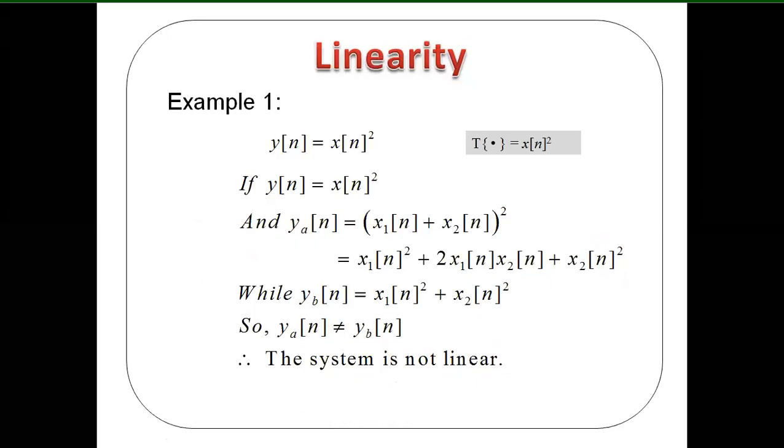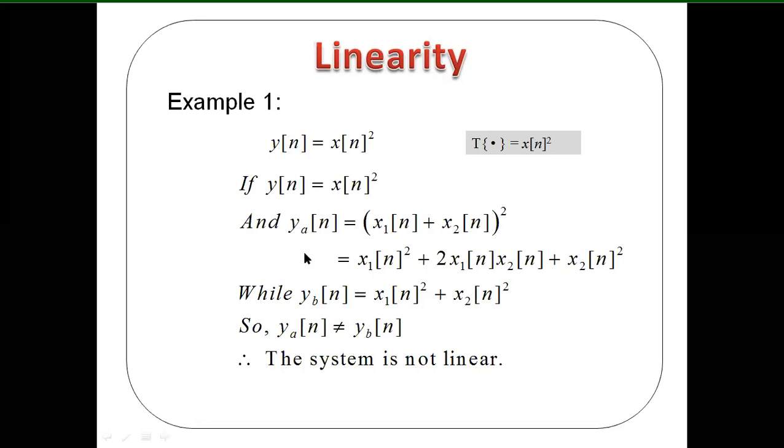This is an example to test the linearity of a system, in which your system's equation is y[n] = x squared of n. Please don't get confused: the square here is on the x value, x squared of n. That should be the right thing.